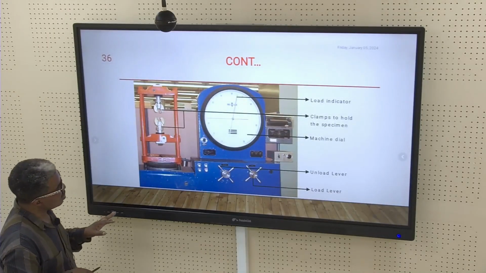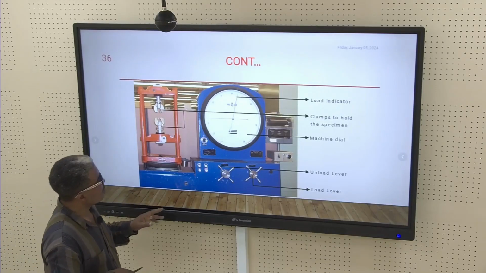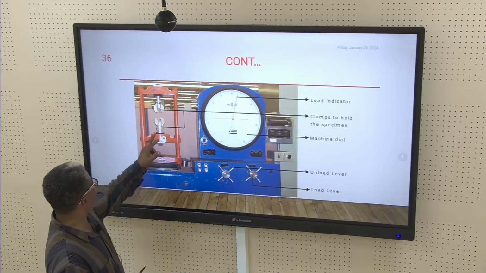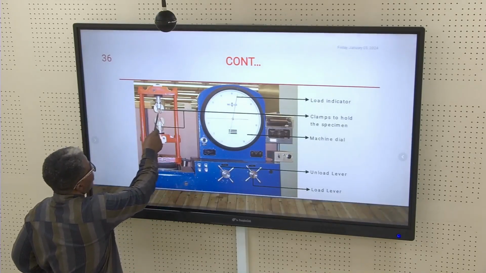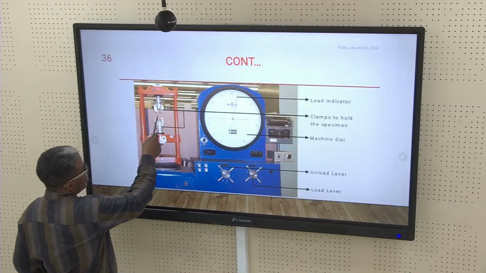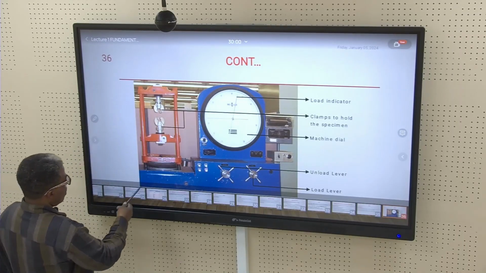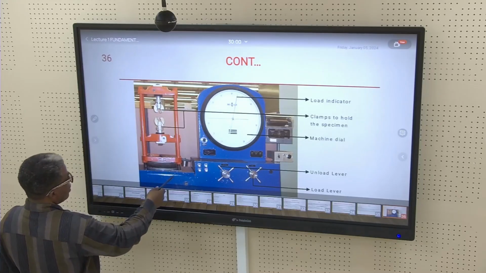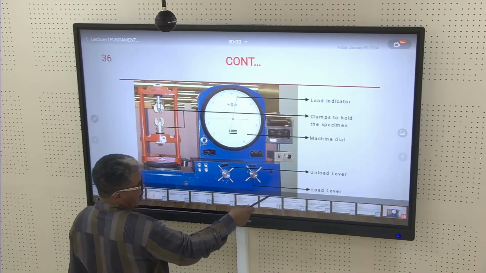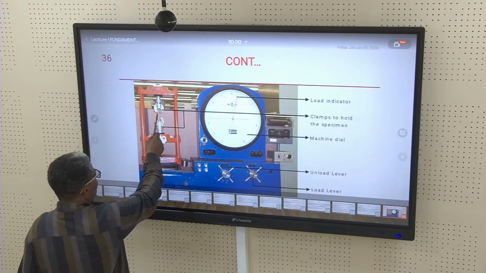So this is a machine for testing tensile stress. There is an arrow indicating load, that is the load indicator, and clamps to hold the specimen or the object that you want to measure. Here, the material, down there are the hydraulic cylinders, and the load lever. You'll be turning this until the object breaks.